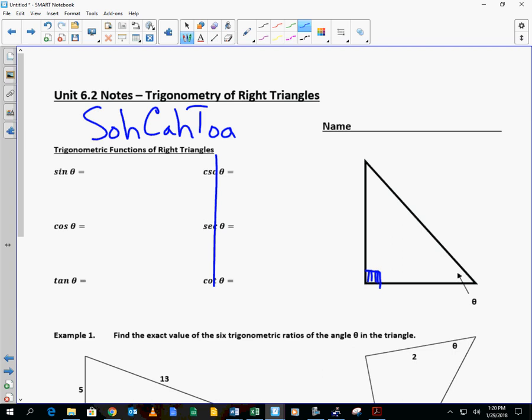And every triangle has a hypotenuse. Every right triangle has a hypotenuse. And then the angle, as you can see, theta, is formed by these two sides.